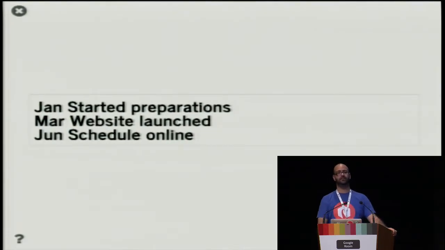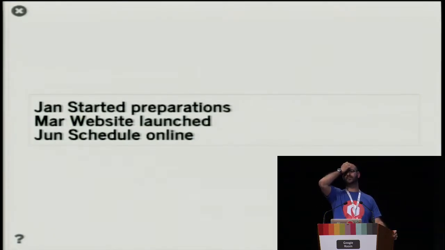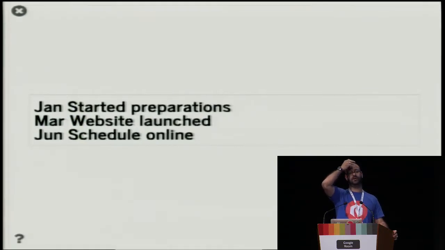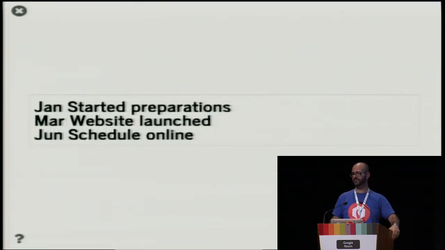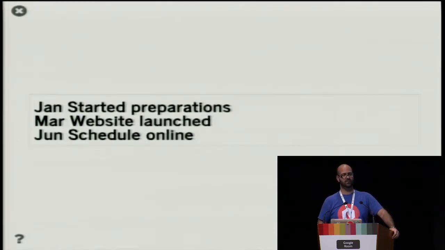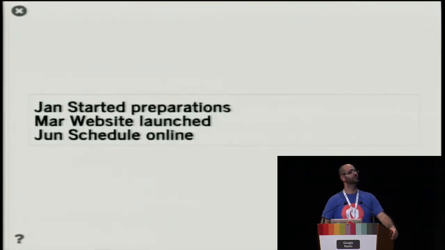In January, we started preparations, started working on many things. In the meanwhile, the EuroPython Society started working on the work groups concept to try and remove some of the effort, some of the weight on the local organizers' shoulders. It didn't work as we expected, but we also managed to do some work. In March, we launched the website with many difficulties. In June, we released the schedule, which is quite late.